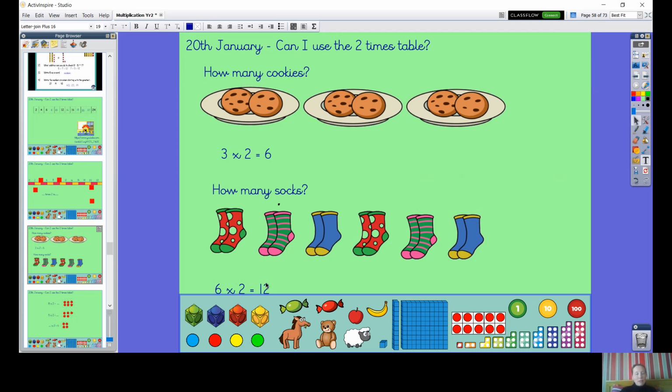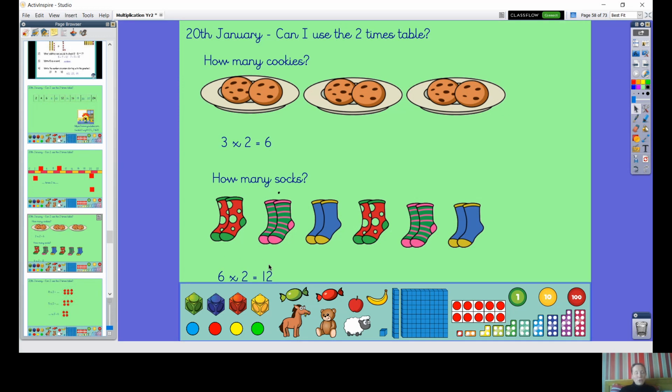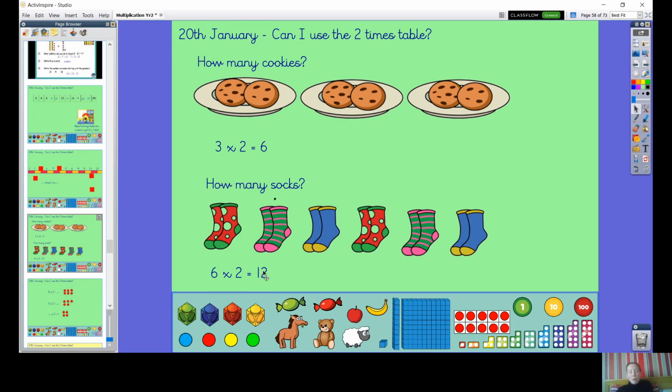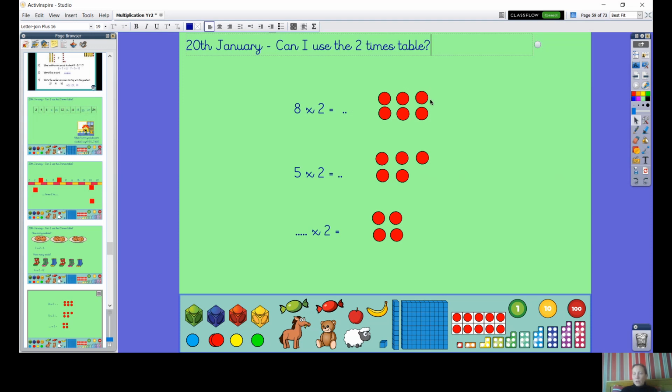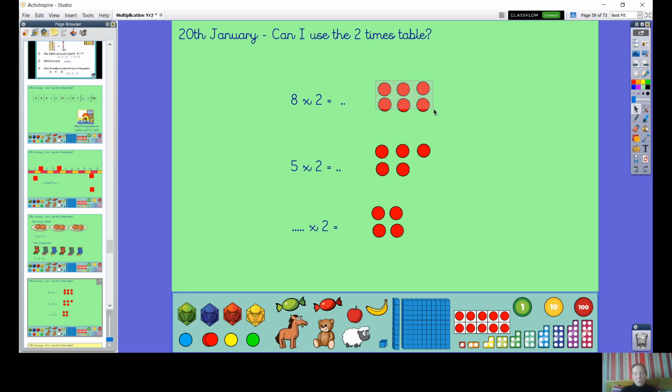Let's have a look at some arrays now. We've got to look at some pictures and link them to our 2 times table. Remember, arrays are nice organised pictures. So we've got 8 times 2 equals, does this show 8 times 2? No, it doesn't. It shows 1 times 2, 2 times 2, 3 times 2. We're going to need some more, aren't we? So let me grab some quickly.